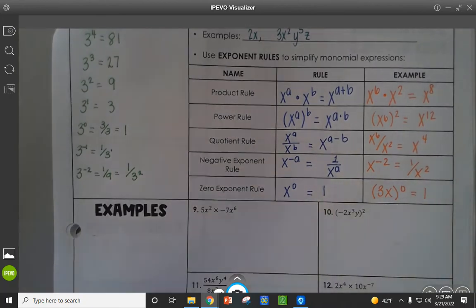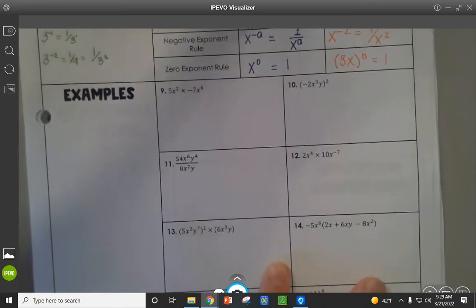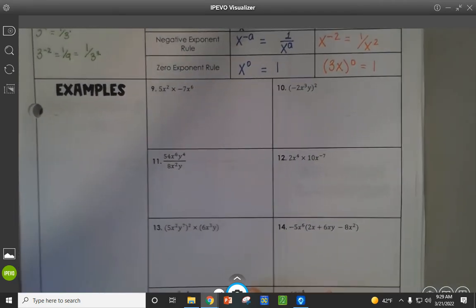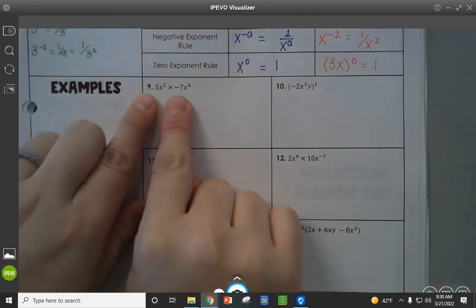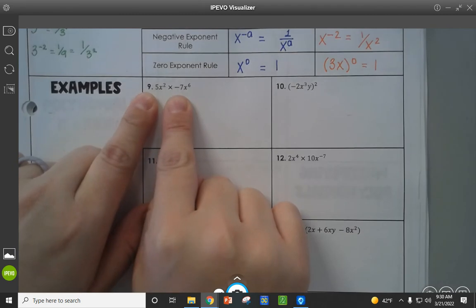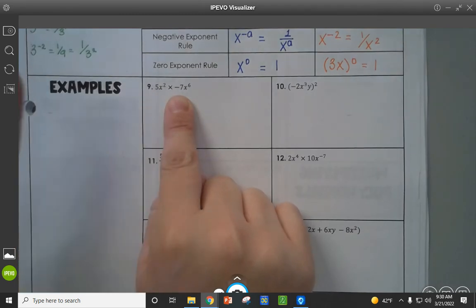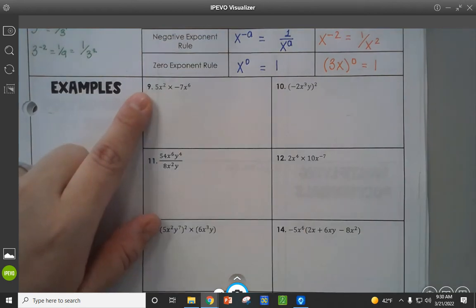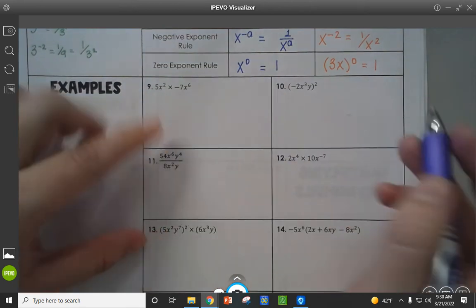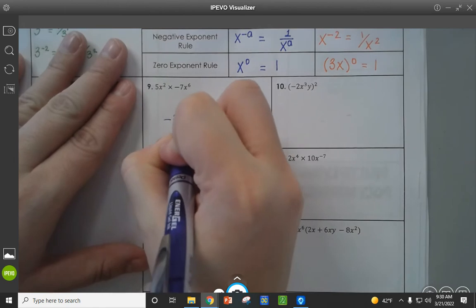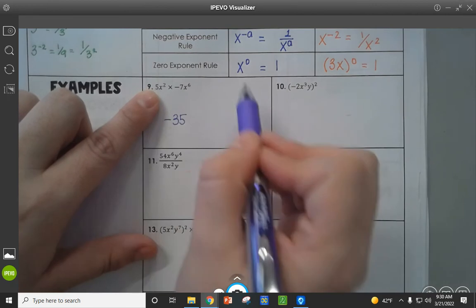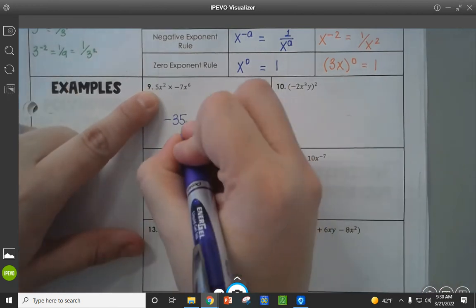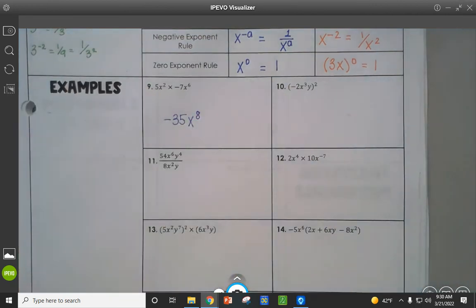So we're going to do some examples. We're just going to finish this page today. So number 9, we are multiplying. Now those rules that we just wrote down, those are specifically for exponents. Are these 5 and -7, are those exponents? No, so you just multiply those like normal. So what's 5 times negative 7? Negative 35. And then for our variables, what do I do with the exponents? You add them. This would be x to the 8th.